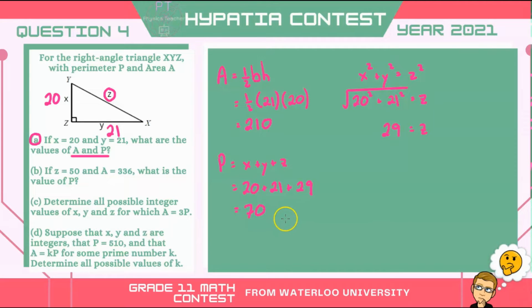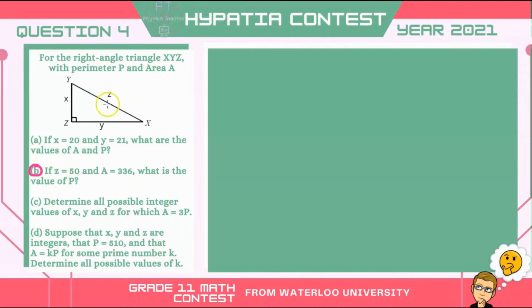So there's part A. Moving on to part B, it says if z is 50 and the area is 336, what's the value of P? Alright, so let's start with the area. So the area equals 336. And we also know the area is going to be 1/2 base, which is y, times height, which is x. And that's going to equal 336. Or if we multiply both of the sides by 2, then we will get yx equal to 672. Alright, so let's just leave that for now.